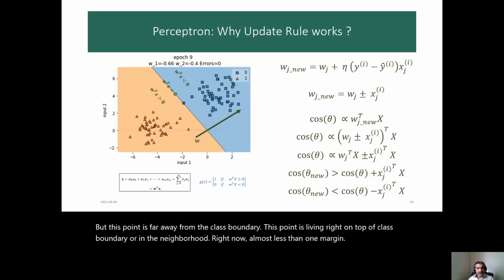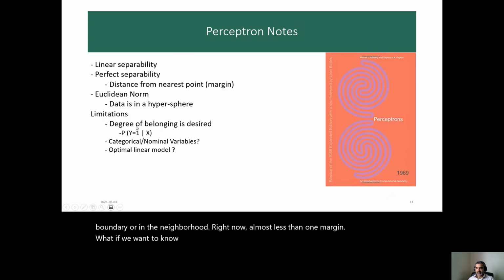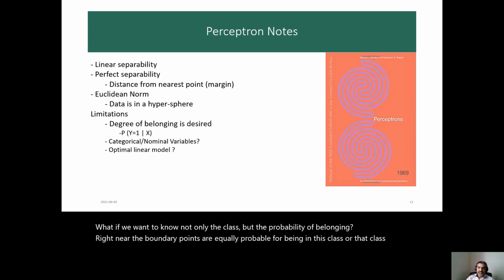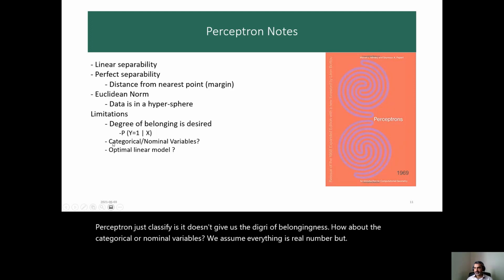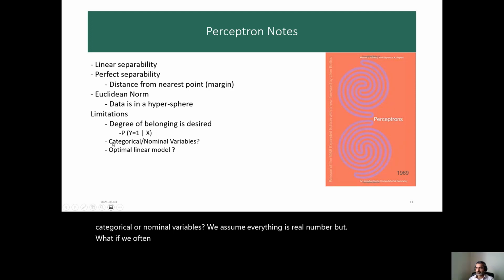What if we want to know not only the class, but the probability of belonging? Near the boundary, points are equally probable of being in this class or that class. But the perceptron just classifies. It doesn't give us the degree of belongingness. How about categorical or nominal variables? We assume everything is a real number, but what if we often have categorical data?